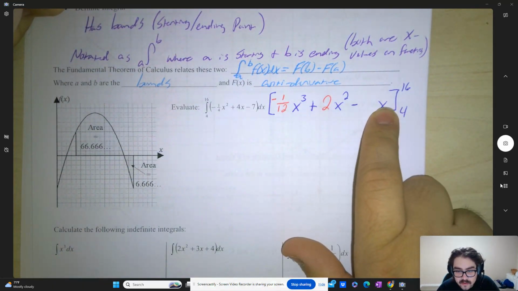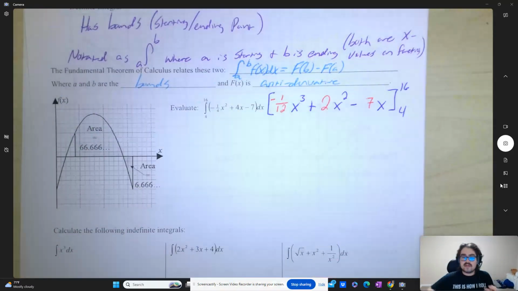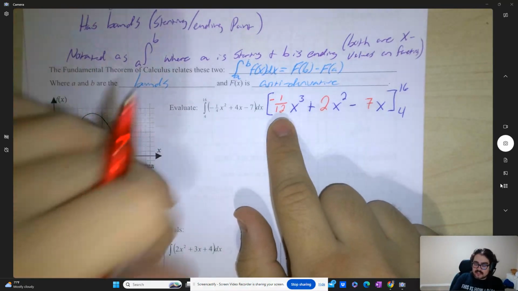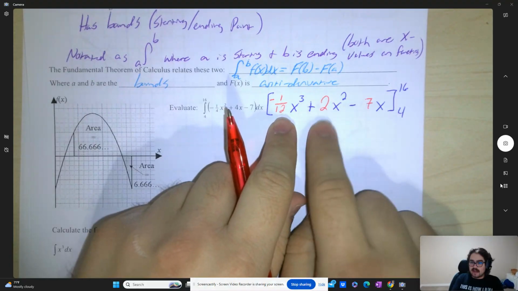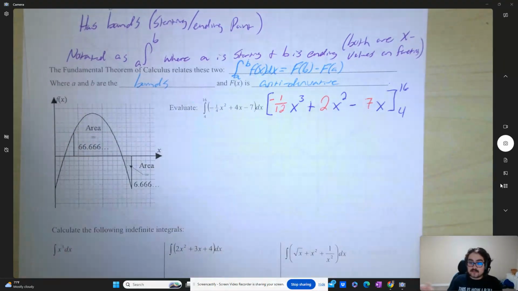Okay, and for the last one, it's just going to be 7, because it would be 7 over 1, which would just be 7, right? And then do you notice that if you take the derivative of this function inside the brackets, it gives you this function right here in the integral? That's what you're looking for. That's ultimately what your goal is to get, okay?